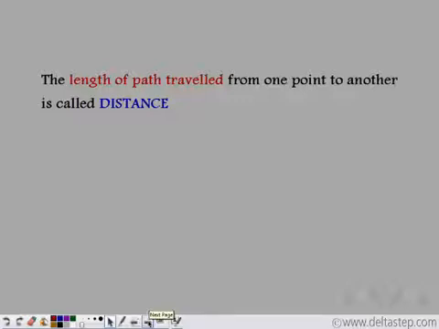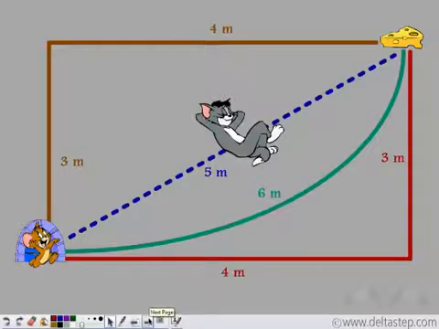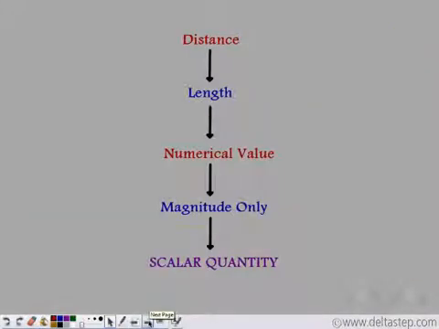So now if I ask you, what is the distance traveled by Jerry to get to the cheese? We know he took this path and the length of this path is 3 meters plus 4 meters, that is 7 meters long. So we can say that the distance traveled by Jerry is 7 meters. Now we have seen that distance is equal to the length of the path taken. The length of the path taken is a numerical value and it requires only magnitude, and hence distance is a scalar quantity.